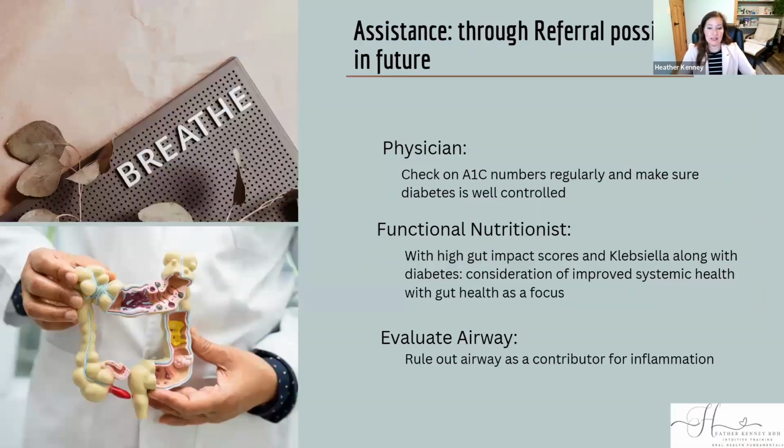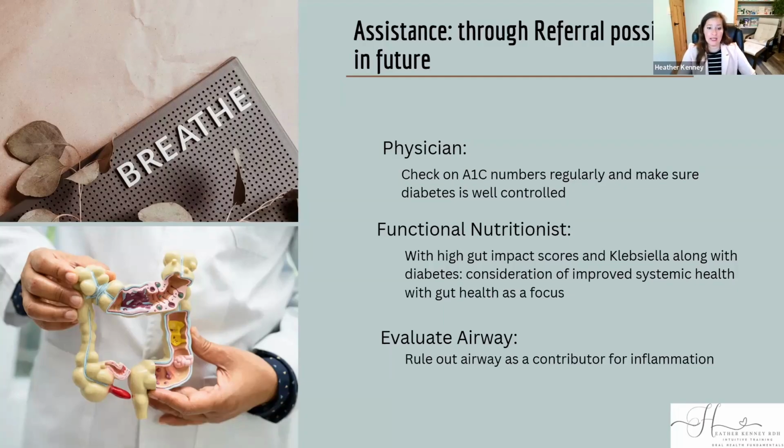And then we did discuss making sure her A1C was well controlled, possibly working with a functional nutritionist to assist, especially with some of the Klebsiella species that were present, knowing that she has diabetes and trying to capture a little bit better control over the systemic disease pathways that she had. And as a rule, I think it's always good to rule out any airway issues. So not a bad idea to consider doing that.